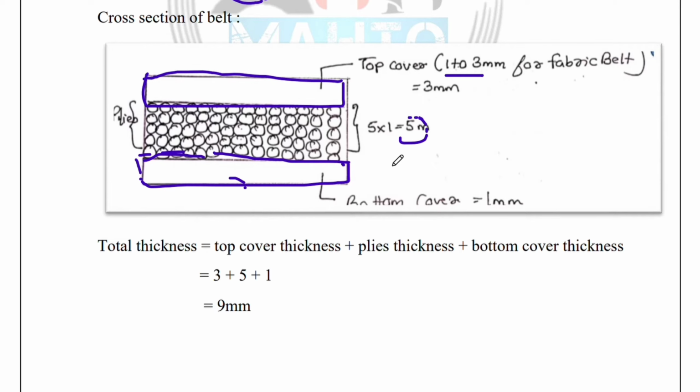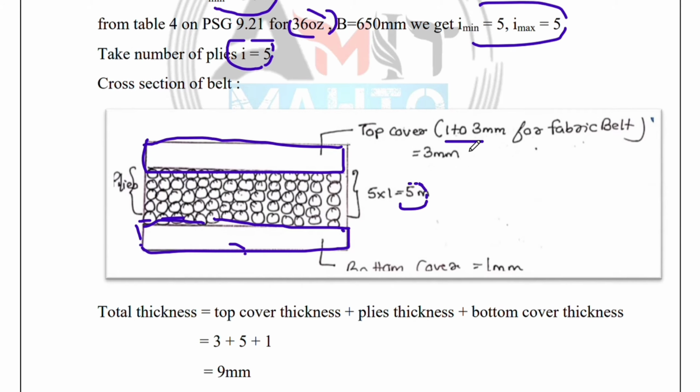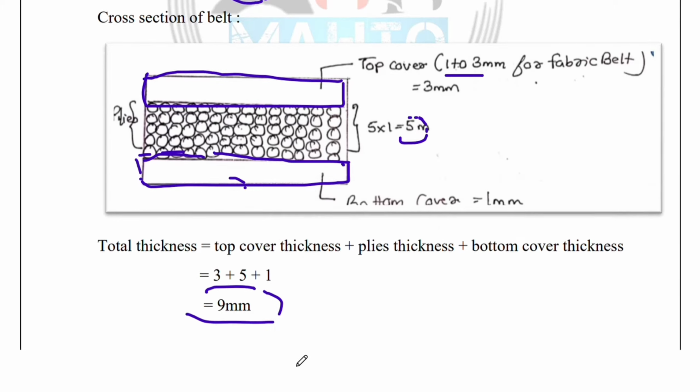Top cover thickness, we take the value; you can take 2, 1, or 3 also. So I have taken 3, and for plies thickness is 5, and bottom thickness is 1 mm. So add it, you will get the total thickness, which will be 9 mm.